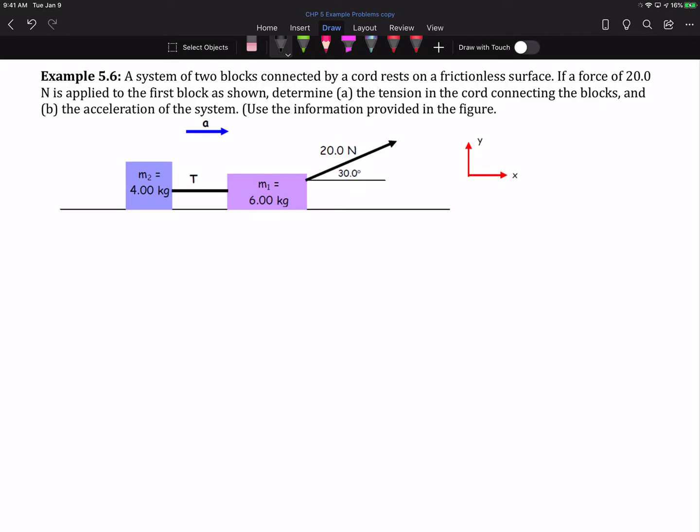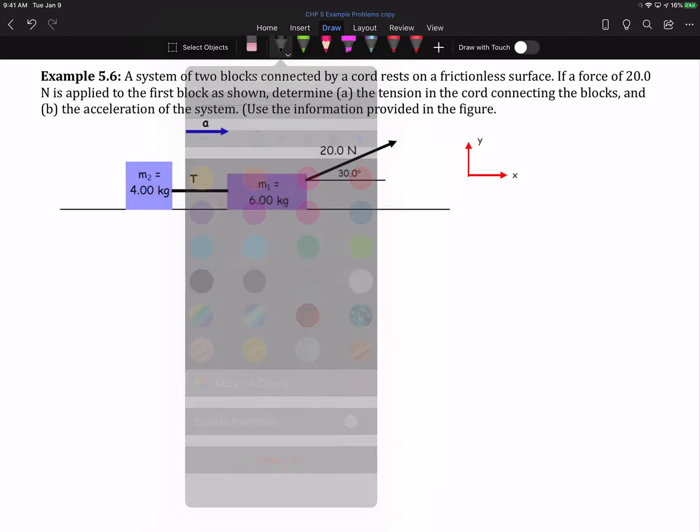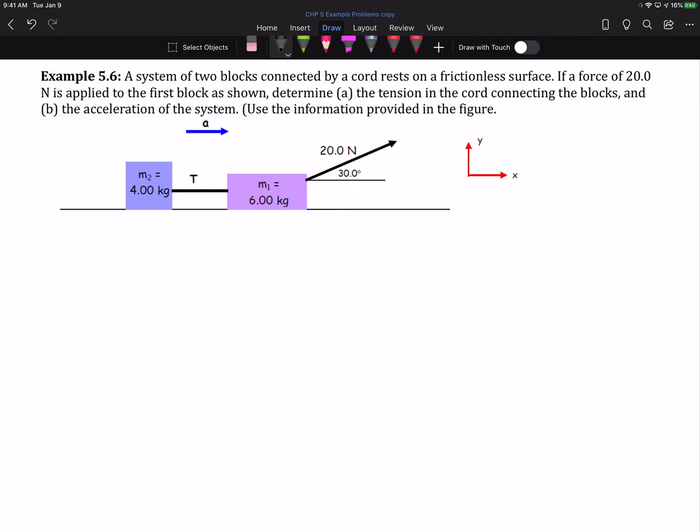So there is no friction, which makes this problem a little bit easier. And when you have a system that involves more than one object, it's often a good idea to look at the system as a whole first, and then go back and look at each of the individual objects. So we are going to start off by looking at the whole, both blocks, as our system.